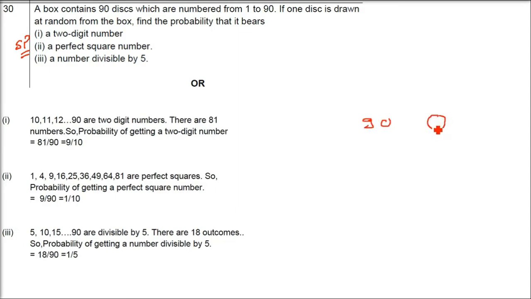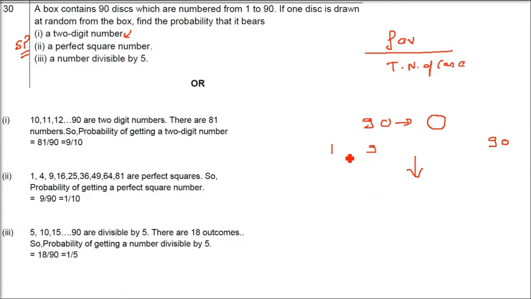So these are discs, round shaped. 90 discs are there, so numbers 1 to 90 are written. One of the discs is taken from here randomly. It can be any disc. Find the probability that it bears a 2-digit number. So please remember, probability means the number of favorable cases divided by the number of all possible cases. The division is the probability.